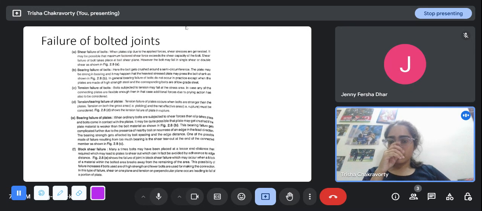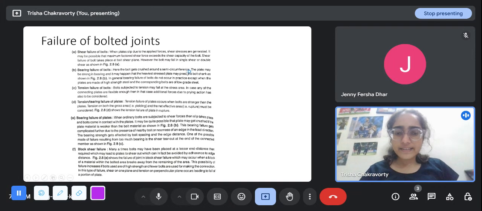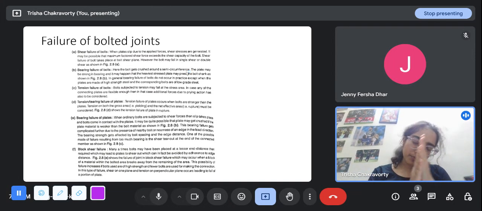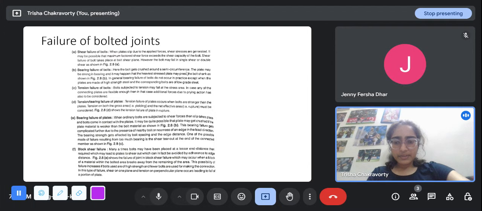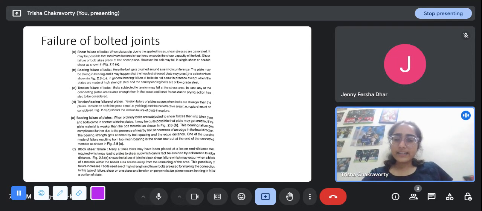Then bearing failure in bolts. Here the bolt gets crushed around a semi-circumference. What is that semi-circumference? It is the part where the shank of the bolt touches the bolt hole. The plate may be strong in bearing, and it may happen that the heaviest stressed plate may get pressed against the bolt shank as shown. In general, bearing failure of bolts does not occur in practice except when the plates are made of high strength steel and the corresponding bolts are of low grade steel.